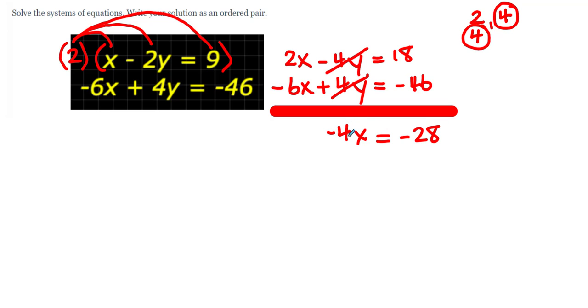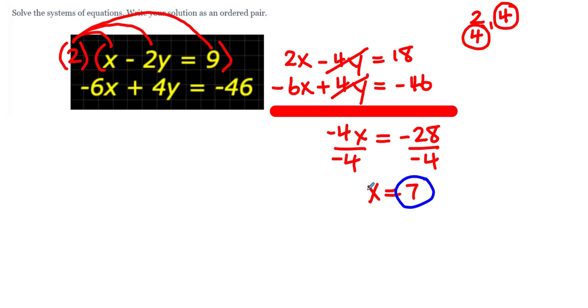And then I'll get rid of this negative 4 in front of the x by dividing by negative 4 on each side. Negative 4 divided by negative 4 is 1. 1 multiplied by x will simplify to just x. And a negative 28 divided by a negative 4 is a positive 7. Okay, now that we've solved for x, we found out x is 7.